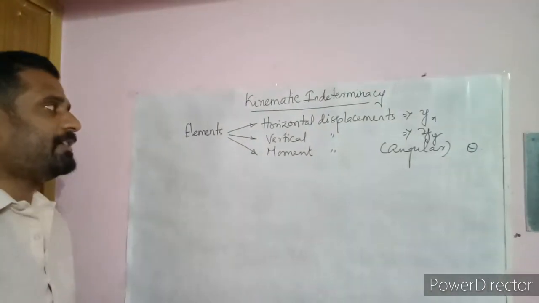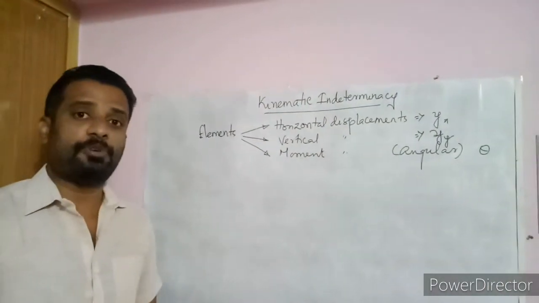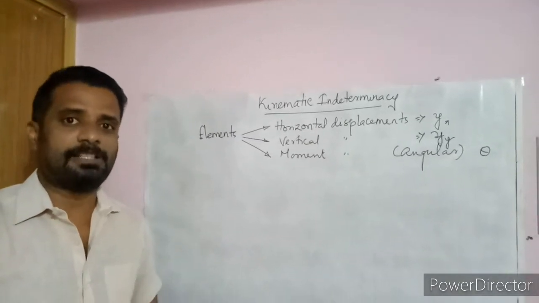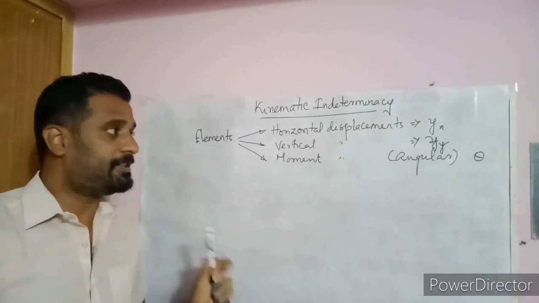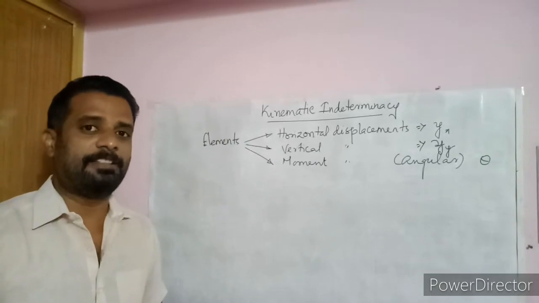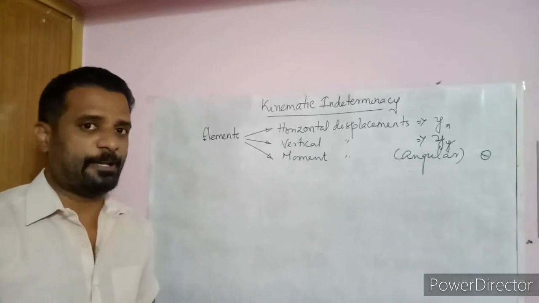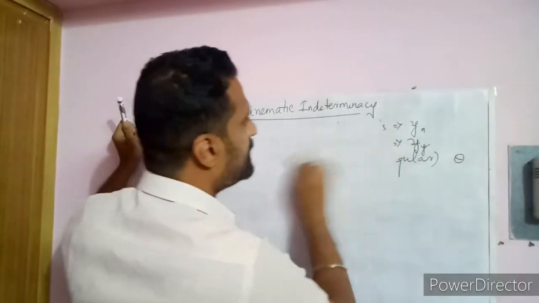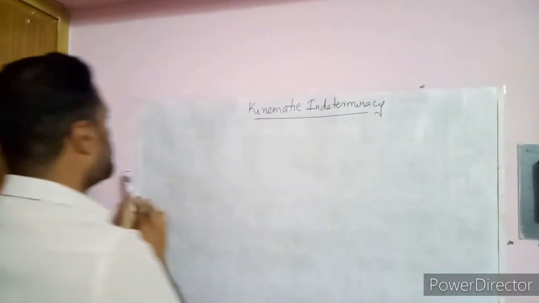So these are the three main elements which we need to consider in all cases, in beams or trusses or even in frames. We need to consider only these three elements in calculating the degree of kinematic indeterminacy. Let me go to the problem. We'll consider a beam, since there are three classifications.